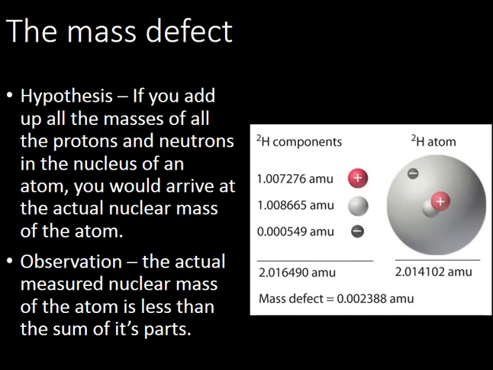If you look over here at the picture on the right, looking at this deuterium atom, you notice that it has one proton, one neutron, and one electron. When you add that all up, it comes out to about 2.016 atomic mass units. But the actual mass of the atom is 2.014 mass units. So there's a defect. There's a difference between the mass of the atom and the mass of its actual parts, and we call that the mass defect. In this case, it's been calculated at about 0.00238 atomic mass units.